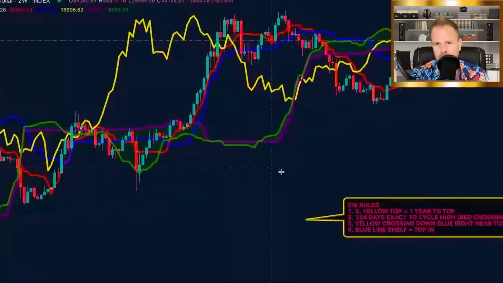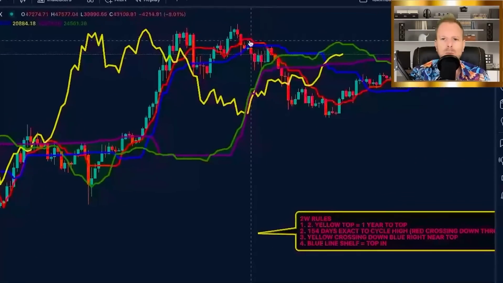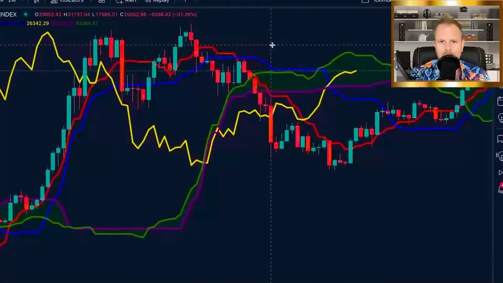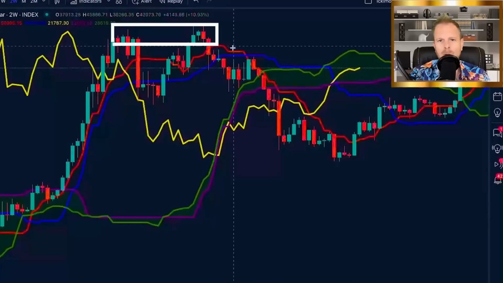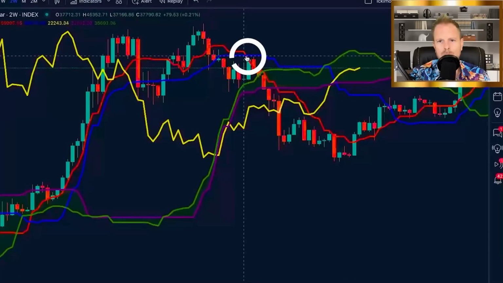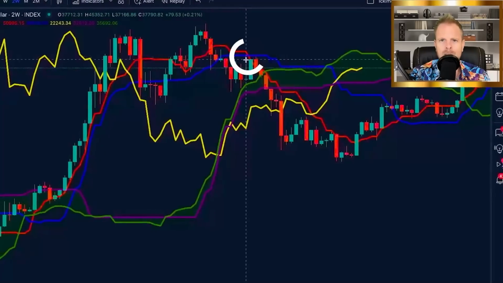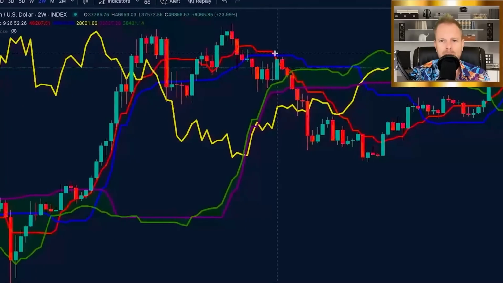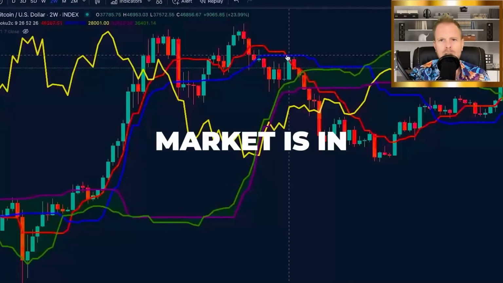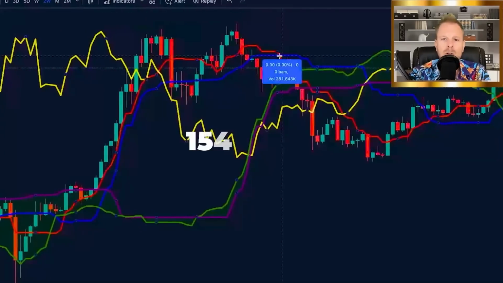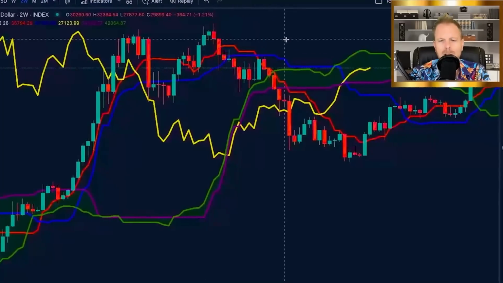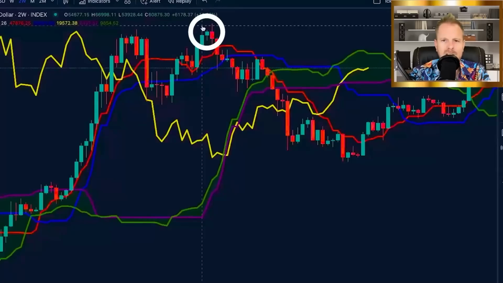Let's get to our second cheat code. When this red line crosses below the blue line, it happened right here, right? You can see we had the top of the market, we had this red line cross below the blue line. The reason that this is significant is this is further confirmation that the top is in. Generally, it happens about 154 days after the market cycle high. So we had the market cycle high here.